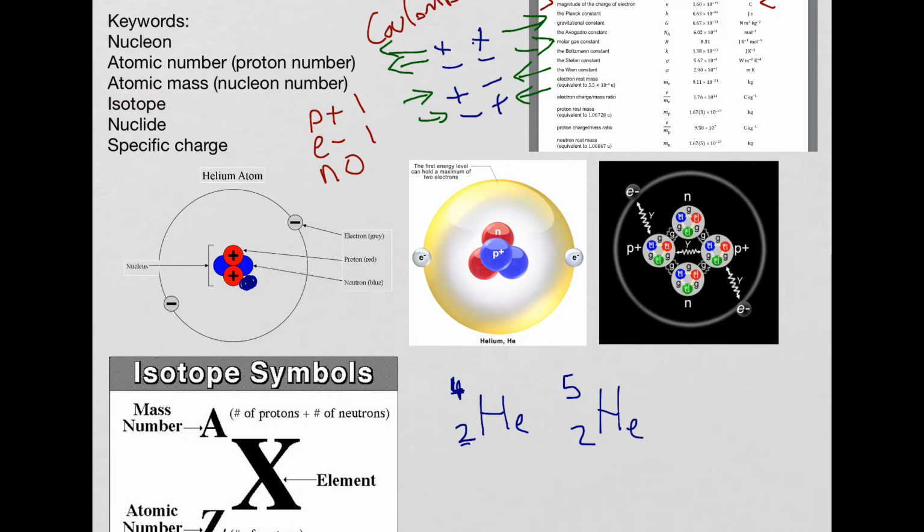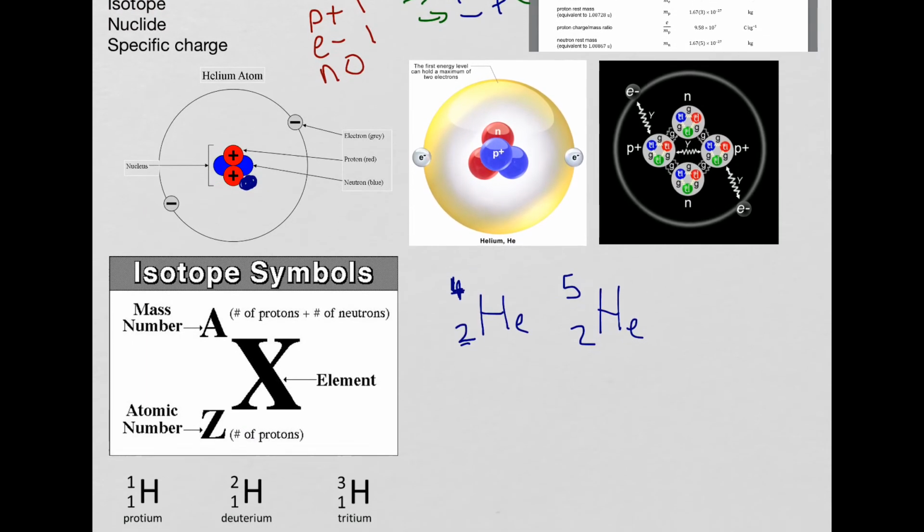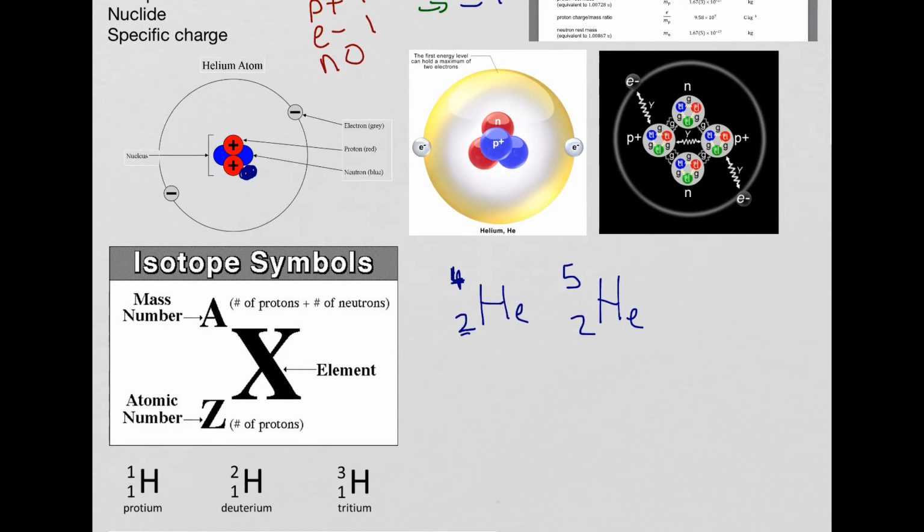Okay, isotopes. Very important, and the exams often have the question, describe an isotope, or what is meant by the term isotope. And they're looking for that 2-part answer. Same number of protons, different number of neutrons.